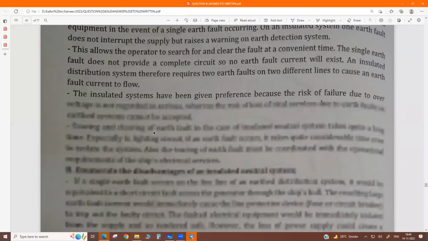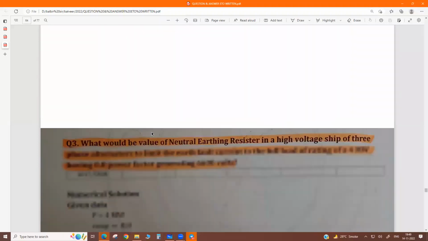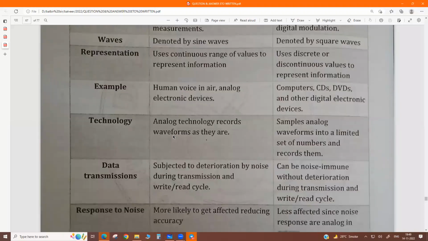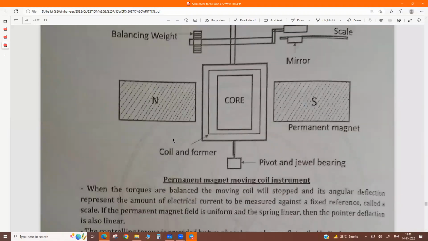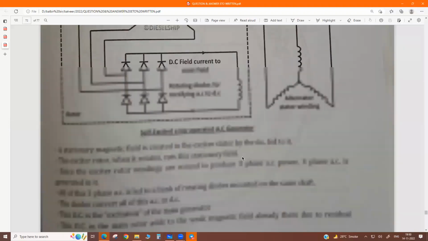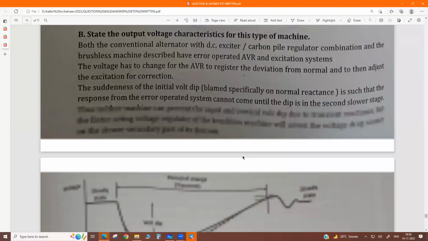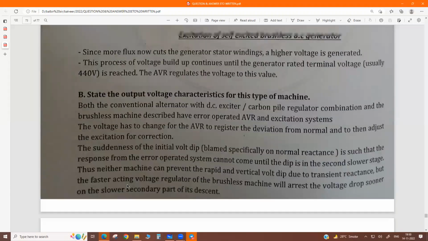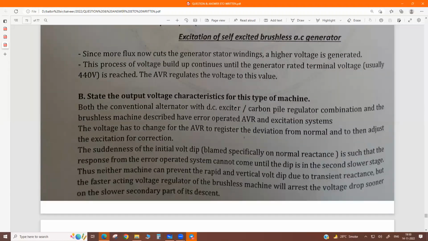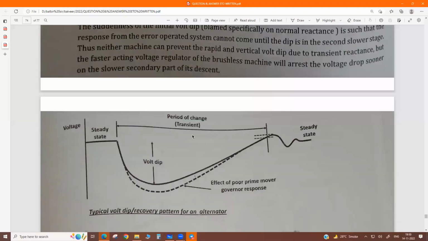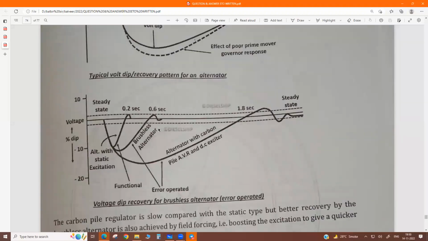So you read this, and now we will do a lot of practice. Please be confident. This is a measuring instrument. This is the whole diagram. This is the curve. Now they ask about voltage variation due to sudden change in the load put on the alternator.